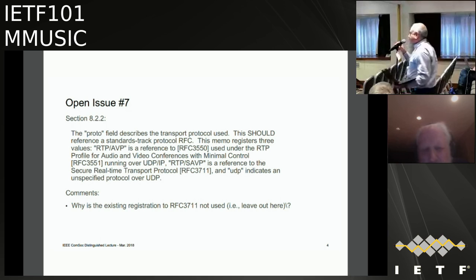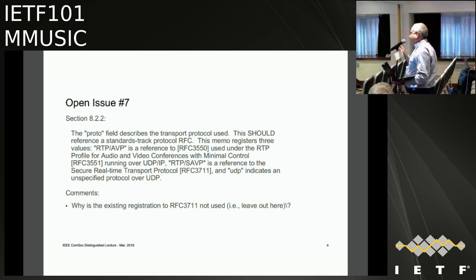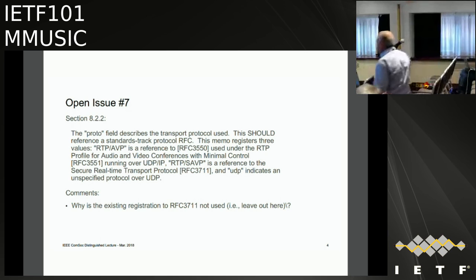So just from my notes, I understand that we keep this as is and add the reference to the registry for the others. That is, just list RTP AVP and UDP, and yes, we give a reference. We remove the secure RTP from here, and then we say there are other things that go into the registry, and this is what goes into the registry. Okay, next slide.